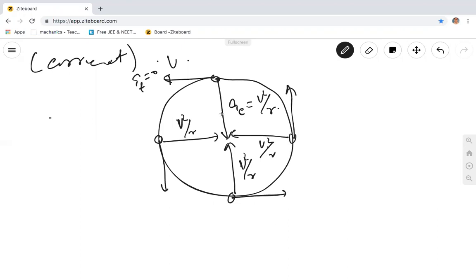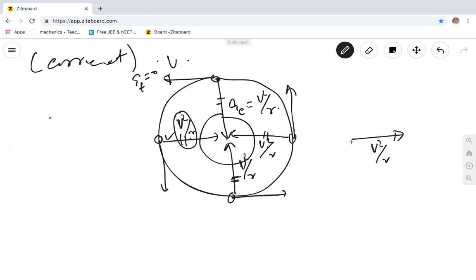If you find the average value of these accelerations, you can add all the accelerations and find the resultant. Let me find the resultant of these four accelerations. You can find a resultant of any number of accelerations, but let us take these four as representative accelerations. So what is this acceleration? It is like this, v squared by r. I take this first. Now add the second acceleration to this first acceleration.